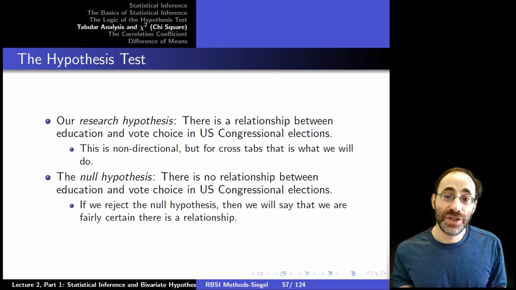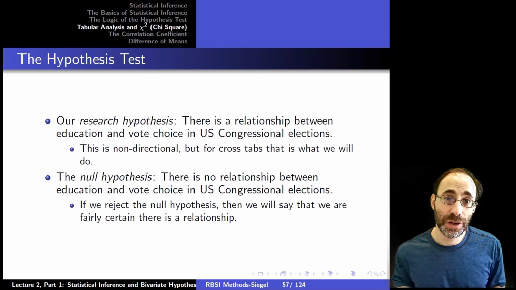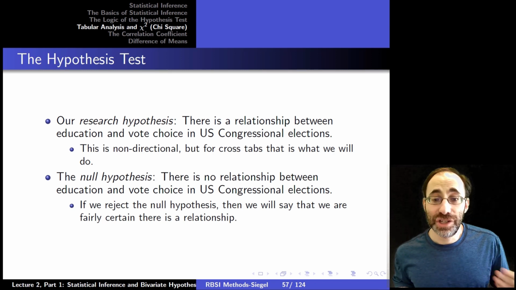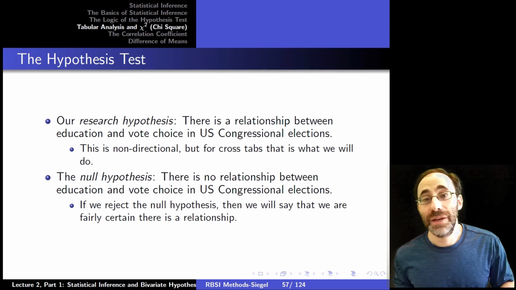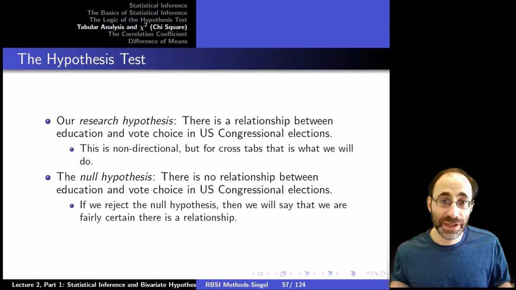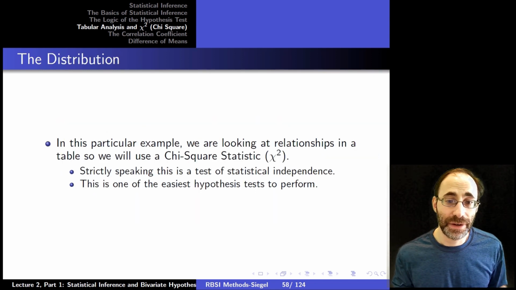The null, as always, is there's no relationship between the independent and dependent variables. So here, there's no relationship between education and vote choice in U.S. congressional elections. If we reject the null hypothesis, then we say we are fairly certain there is some kind of relationship between the independent and dependent variables. That's the second step there.